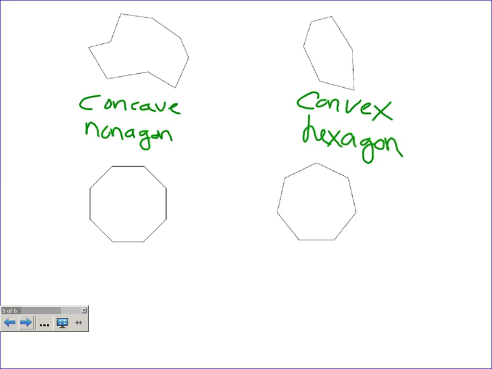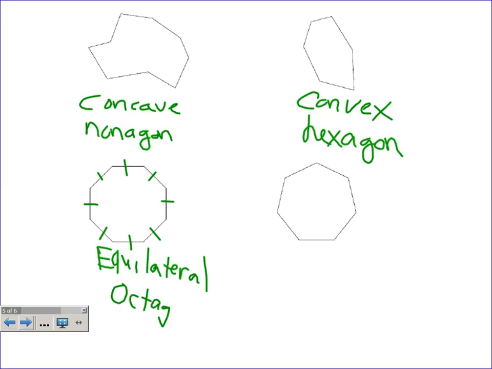I'm going to put some markings on this one. I'm not going to put the angle things on there. So what would we call it? The angles are not the same, but just the sides are the same. Okay, so I'm just going to call this one equilateral, just so you guys have an example of it. Equilateral, and how many sides are there? 8. So octagon.